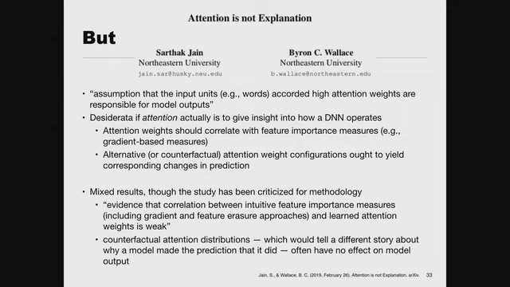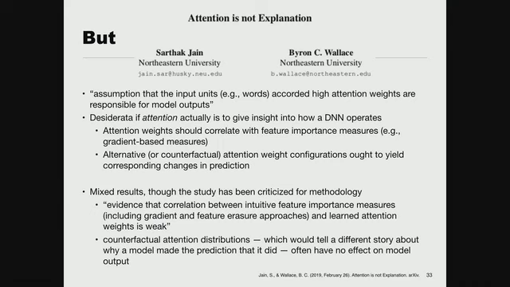And so what they did is they did a bunch of experiments where they studied the correlation between the attention weights and the gradients of the model parameters to see whether in fact the words that had high attention were the ones that were most decisive in making a decision in the model. And they found that the evidence that correlation between intuitive feature importance measures, including gradient and feature erasure approaches, so this is ablation studies, and learned attention weights is weak. And so they did a bunch of experiments.